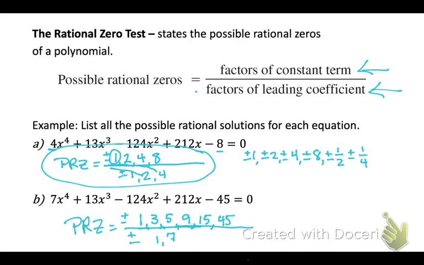Did you get 1, 3, 5, 9, 15, 45 over 1 and 7? Okay. So one of the possibilities could be 9/7, couldn't it? Yeah. That'd be great. Ooh, what about 45/7? You want to try that one first? Yeah.